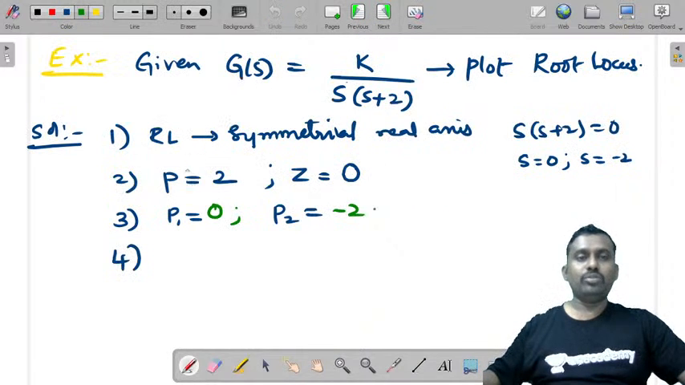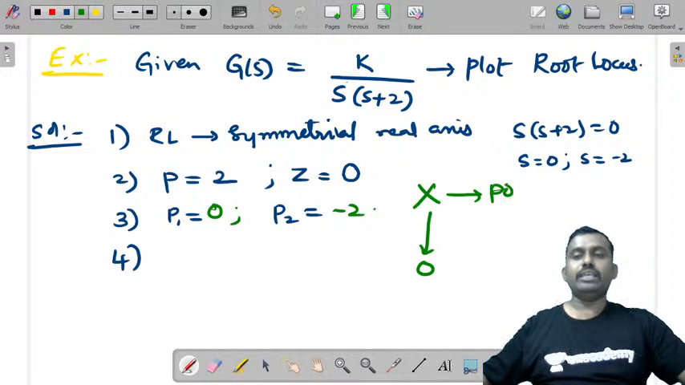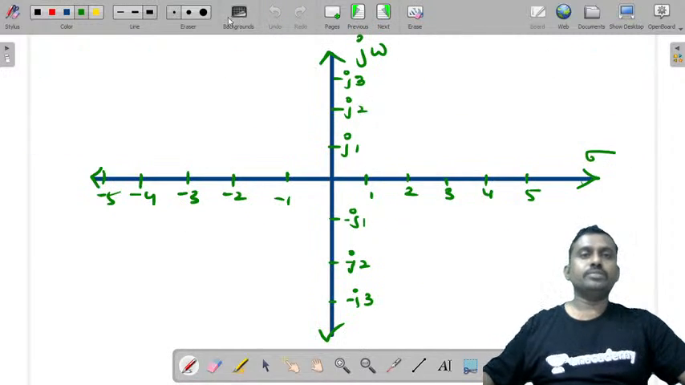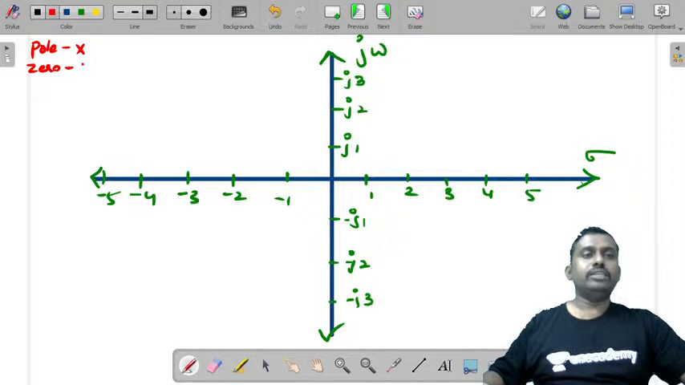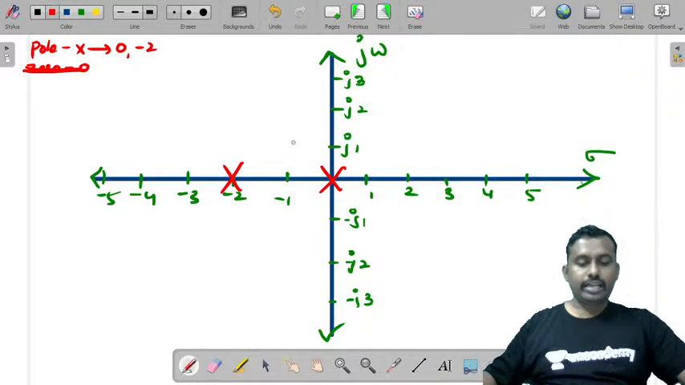You don't have zeros, right? You only have poles at 0 and minus 2. Remember, a pole is always represented by a cross mark and a zero by a circle or a 0. This is a pole and this is a zero. We know that a pole is represented by a cross and a zero by a circle. You don't have any zeros, so you need not worry about it. You have poles at 0 and minus 2. So there is a pole at this point and a pole at this point. So there are two poles.